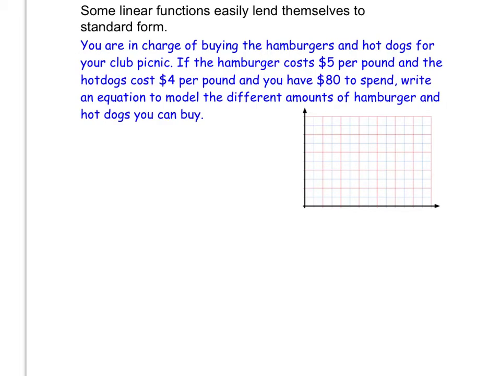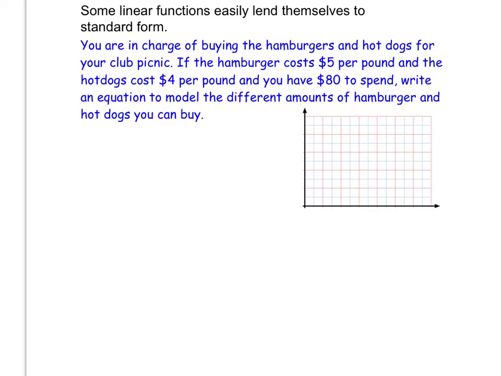In the last chapter, we looked at how some word problems lend themselves easily to slope-intercept form, where we had an initial value, which we called the y-intercept, and then a constant rate of change. Some word problems, though, lend themselves a lot better to standard form. So if you look at this example, you're in charge of buying the hamburgers and hot dogs for your club picnic. If the hamburger costs $5 per pound and the hot dogs cost $4 per pound, and you have $80 to spend, write an equation to model the different amounts of hamburger and hot dogs you can buy.